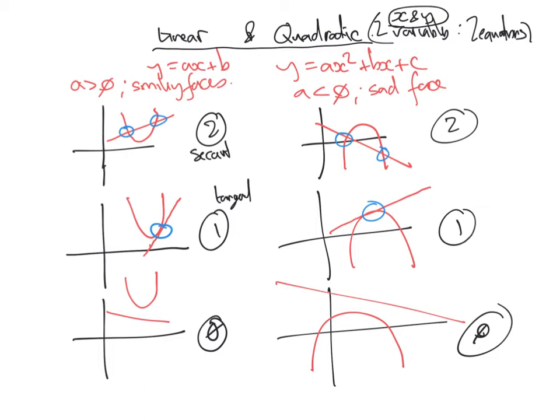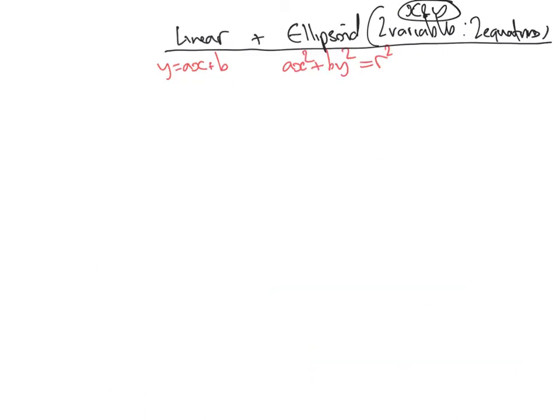Now, before we get any further, we'll have a look at a few other ones, just so in your mind you understand what we're trying to do here, the nature of what a simultaneous equation system is. Okay, and we're going to look at some other types of graphs. So here's another example you could end up with. You could end up with a linear and an ellipsoid.